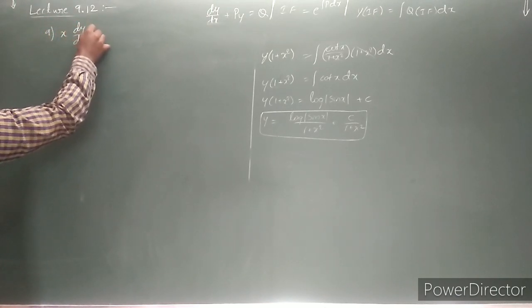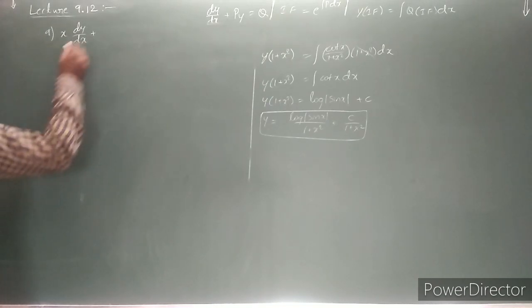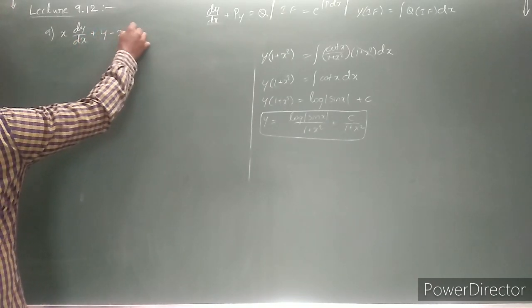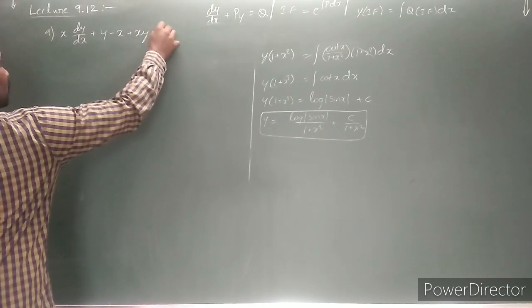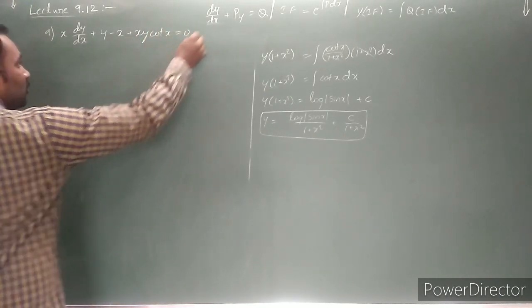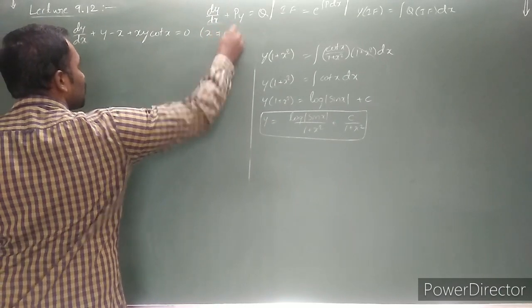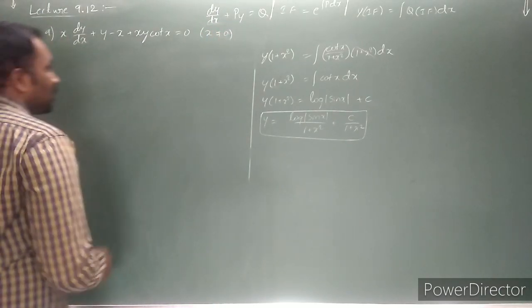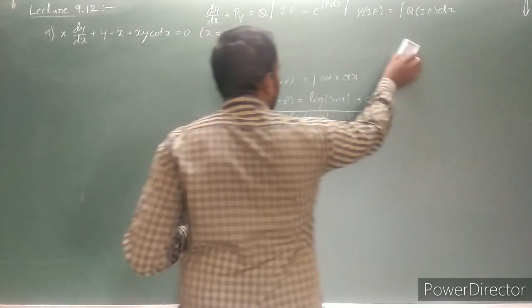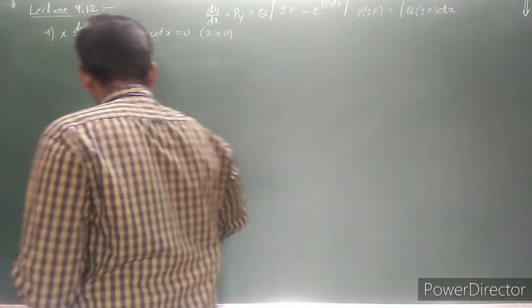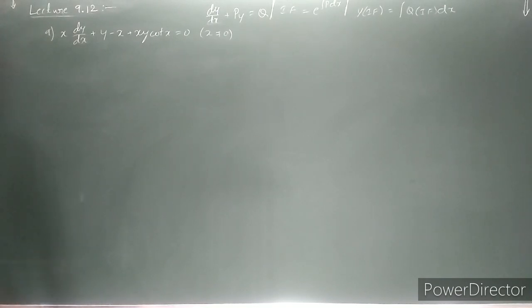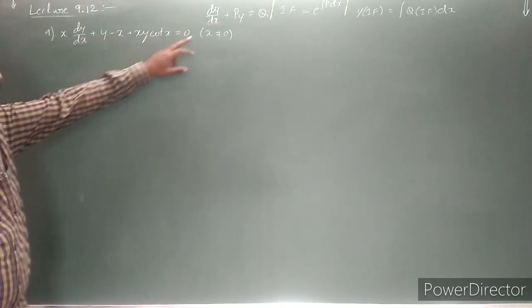dy/dx plus y minus x plus xy cot x equals 0, whenever x is not equal to 0. Try to solve this problem. Here, first of all, convert it into the standard form.